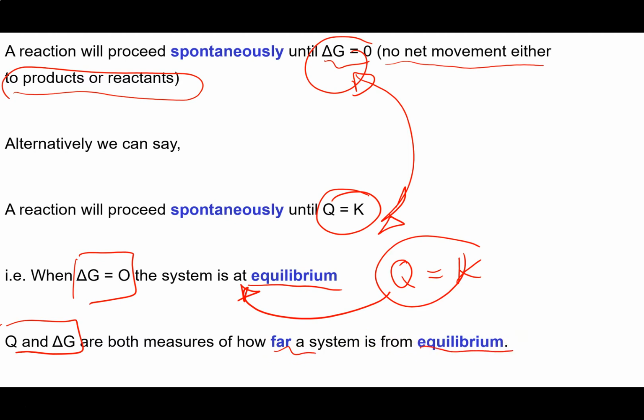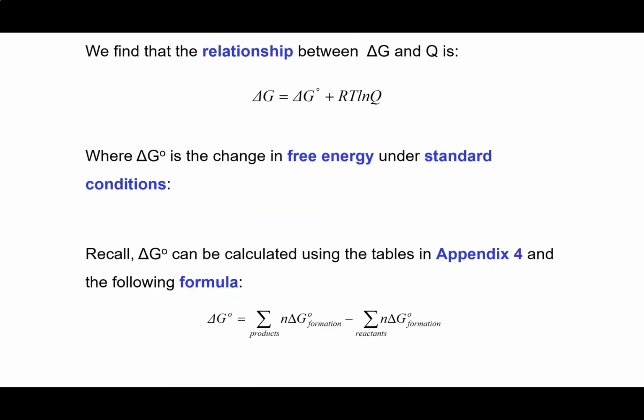The more negative a delta G, the greater the propensity for the reaction to proceed towards the right. The smaller Q is compared to K, the greater the tendency for that reaction to proceed towards products. So they're both measuring the same thing: how far away your system is from equilibrium. Because they're measuring the same thing, people set out to find a relationship that relates the two. And here it is.